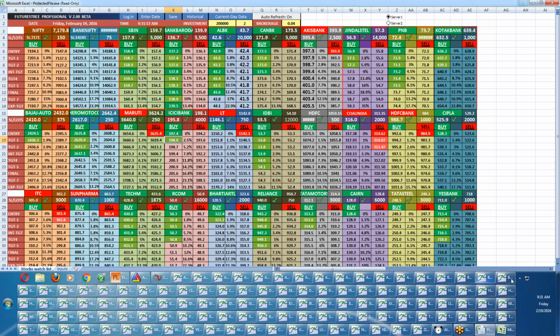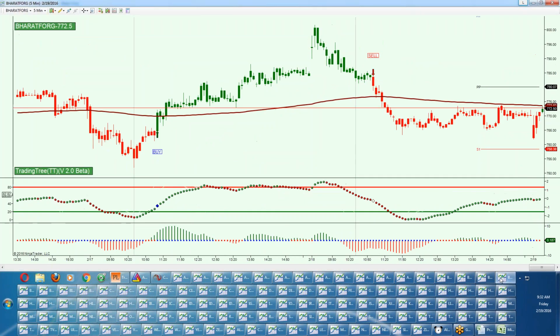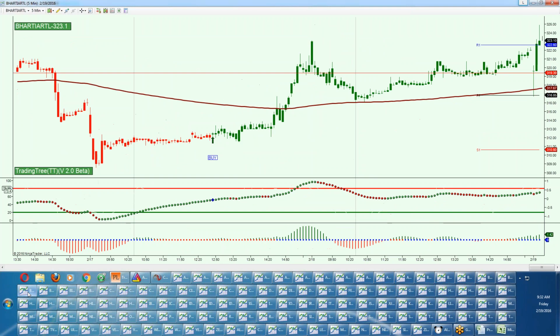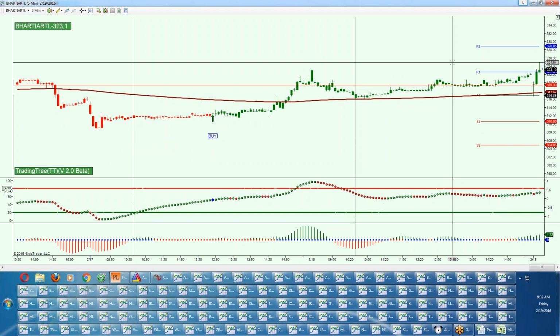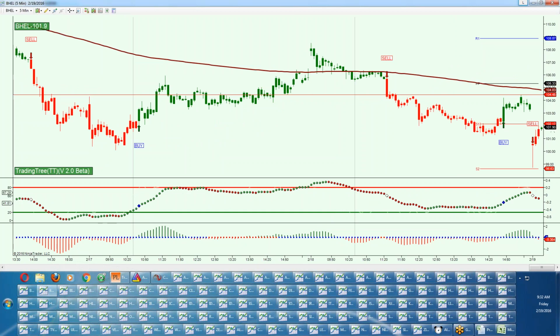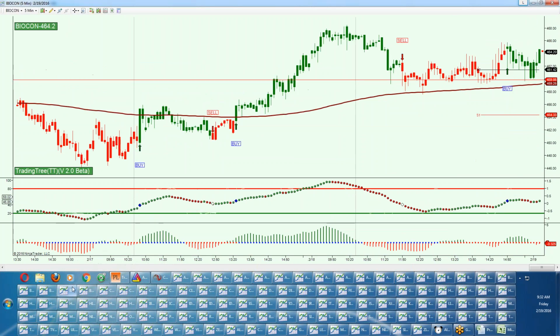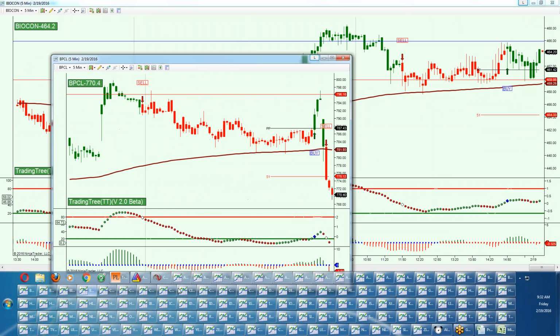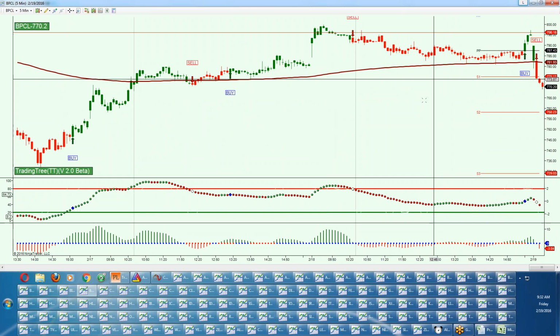Can Bank, let me just pick some trades. Bank Nifty, you'll get a buy call. Same thing with Bharat Forge. Bharti Airtel, you can buy at 325. BHEL, you'll get a buy. That's a gap down open, it's retracing back. Biocon, you can buy it at 466. BPCL already has crossed, so that is your entry.